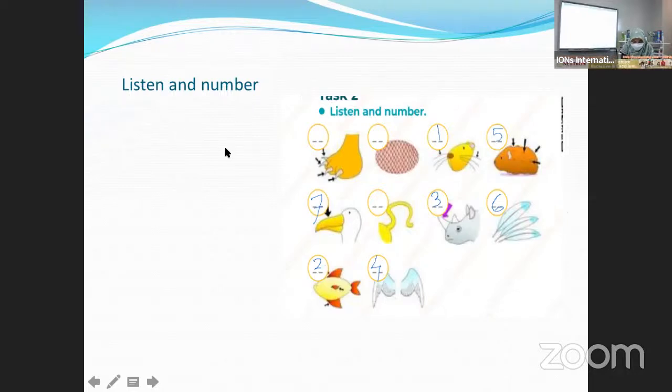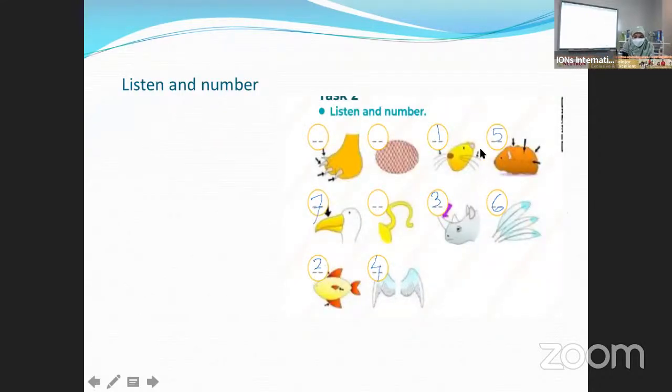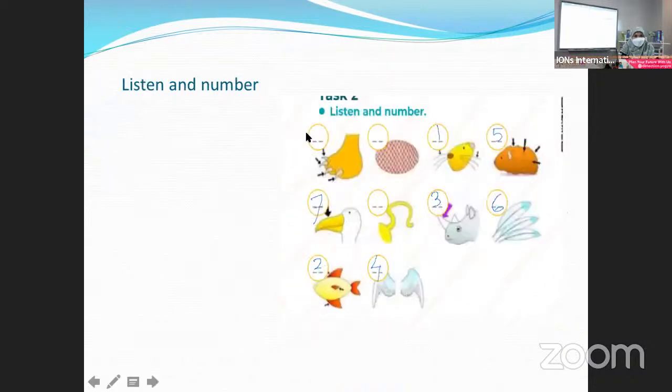Claws, which one? Which one is close? This one or this one or this one? Oh, we can check. If you forget, we can check. Oh, this one, something sharp in the animal's body part. Cakar, this one. So the next answer is here.